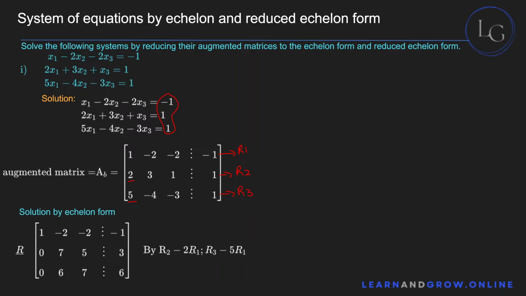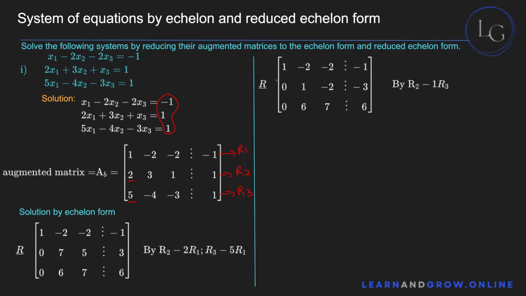So subtracting 2R1 from R2, you get this row. And then you subtract 5R1 from R3 to get this. And so now you have two zeros here instead of 2 and 5. So the next step now is that the leading entry in each row must be 1. So this 7 here should be a 1. So you'll convert this by doing another row operation. You'll subtract R3 from R2 to get this matrix.